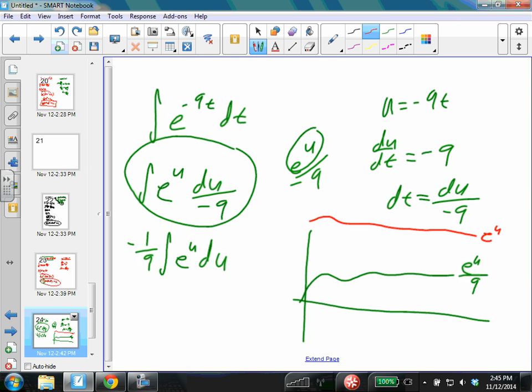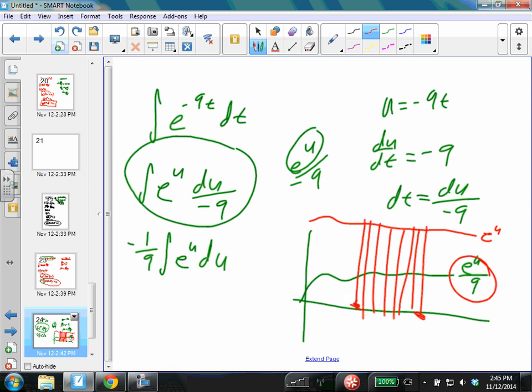So when you think about an integral being the area, if this is the one that we want, we want the area of e to the u over 9, right, Matt? But I can give you the area of e to the u. Well, since every single one of these heights is 9 times taller, the way you could get the area would be to take the total area and do what with it?